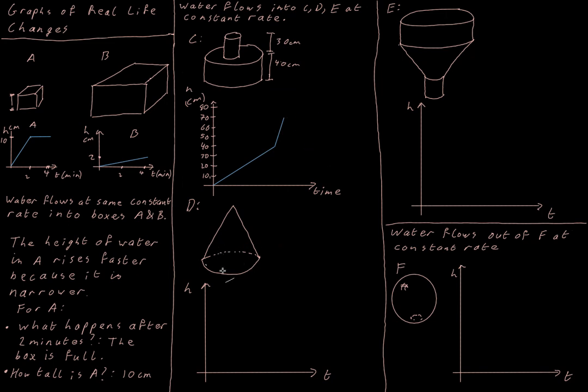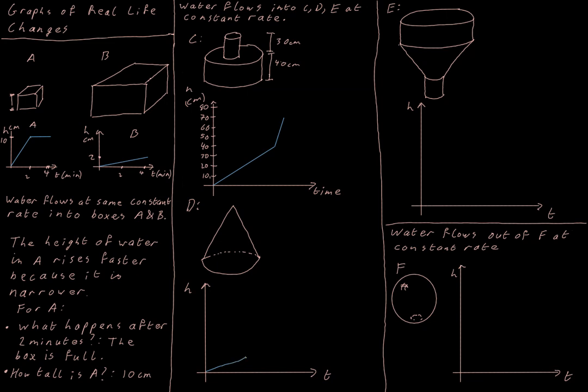Now for D, if we imagine this is an empty container to begin with, and we start pumping water into it at a constant flow rate, what's going to happen this time? Well, just like the wide base of the previous container, the cone that we've got here starts out quite wide, but it keeps getting narrower and narrower as we go up. So as we increase in height, the water height is going to rise faster and faster. So we start out rising quite slowly.